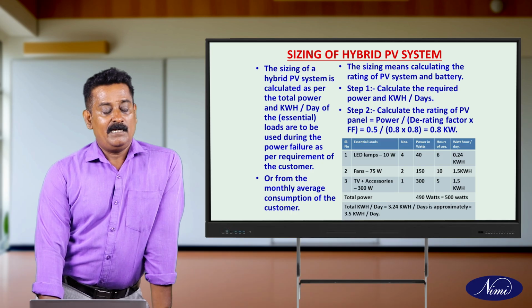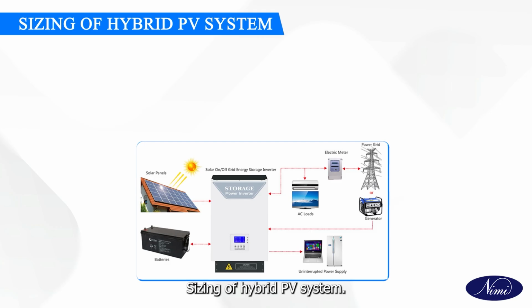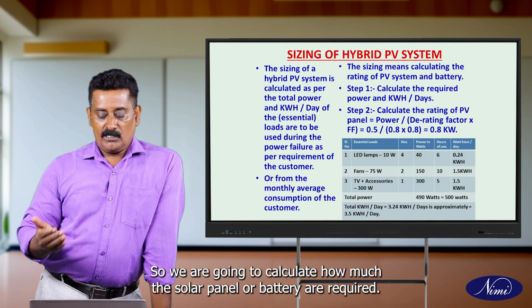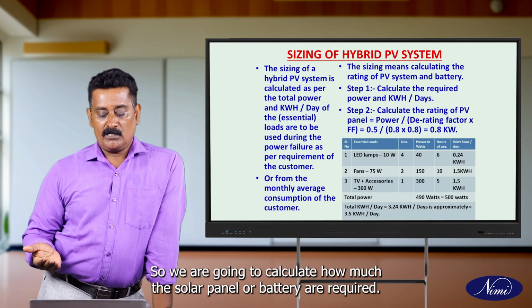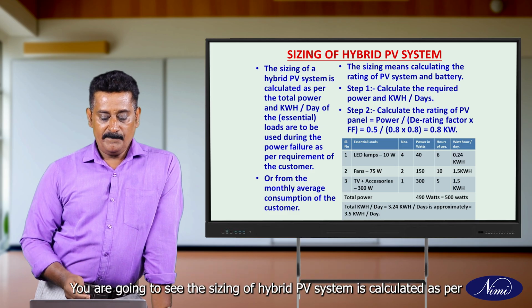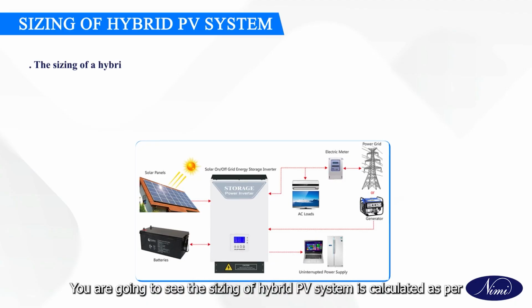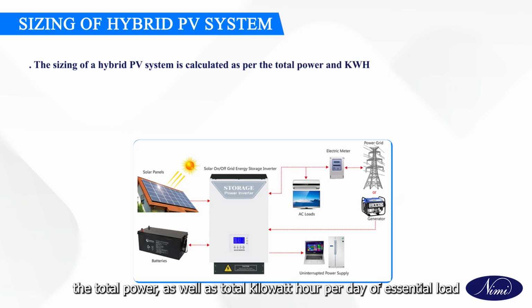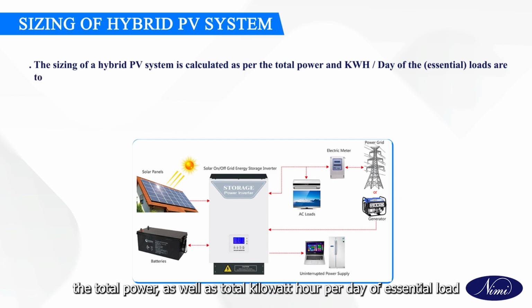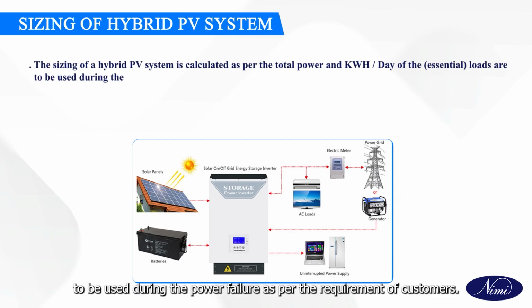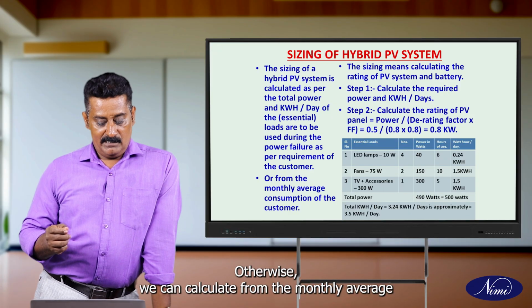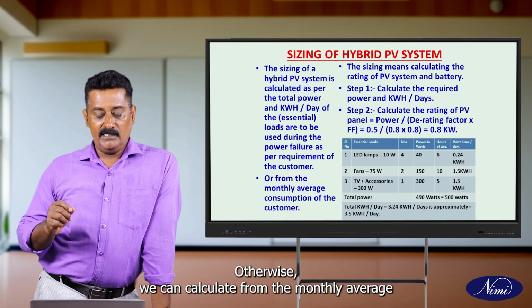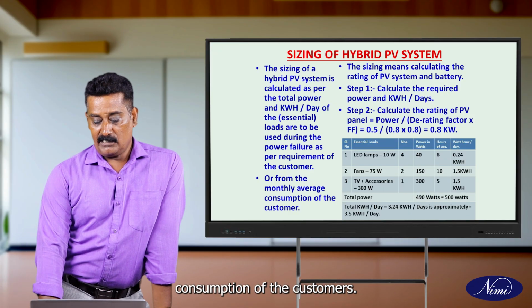Next title is sizing of hybrid PV system. We are going to calculate how many solar panels or batteries are required. The sizing of a hybrid PV system is calculated as per the total power as well as total kilowatt hour per day of essential load to be used during the power failure, as per the requirement of customers. Otherwise, we can calculate from the monthly average consumption of the customers.